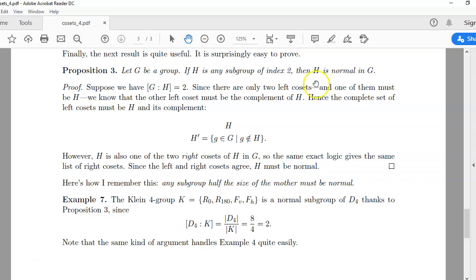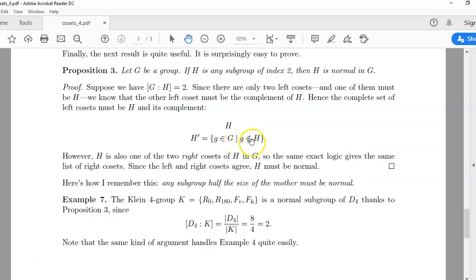So let's prove this quite quickly. So suppose you have a subgroup of index 2. Well, that means there's only 2 cosets, right? There's only 2 left cosets. Well, one of them has to be H itself, right? H is always a coset, which means there's only one other coset, and that other coset must be everything else, the complement of H. So there's only 2 left cosets. One of them is H. The other left coset has no choice but to be the leftovers, the complement of H. So here is the complete set of left cosets, H and the complement, the things that are not in H.